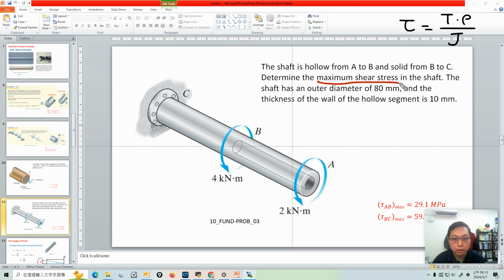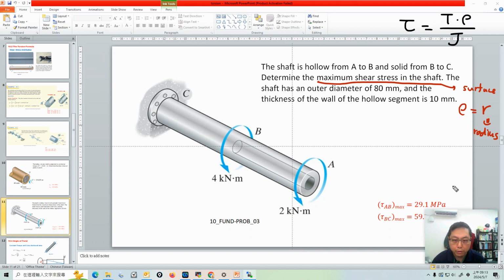Then this problem wants you to determine the maximum shear stress in the shaft. Previously we said the maximum shear stress is always on the surface. That means this rho is the radius of the rod. But in this textbook, we always use c for radius, which is very strange. So r is the radius of the bar, but the maximum shear stress is always on the surface.